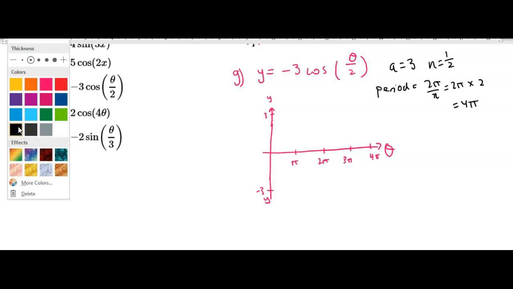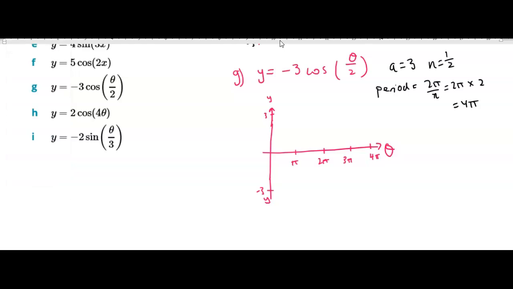Okay, so remember your basic cosine graph always started at 1, but because our amplitude is 3, we would usually start at 3, but that negative means we start at -3 because your cosine graph is reflected. Okay, so the negative means it's reflected now. So we go up.